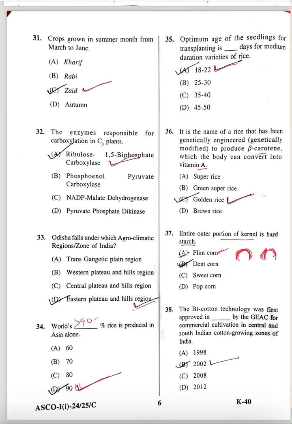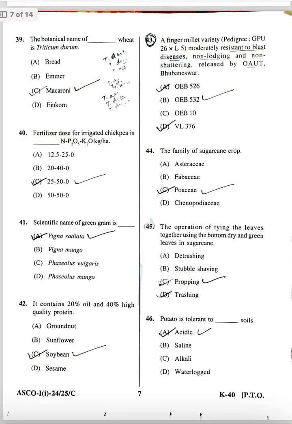Then next, Bt cotton technology was first approved in 2002 by the GEAC for commercial cultivation in central and south Indian cotton growing zones of India. Then, the botanical name of macaroni wheat is Triticum durum. Then, the fertilizer dose of irrigated chickpea is about 25:50:0. Then, the scientific name of green gram is Vigna radiata. Then, it contains 20% oil and 40% high quality protein. It is obviously the soybean.